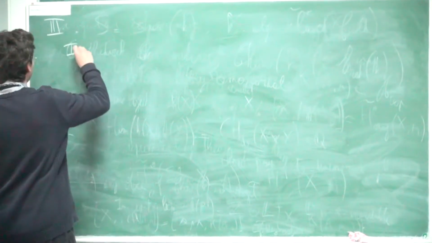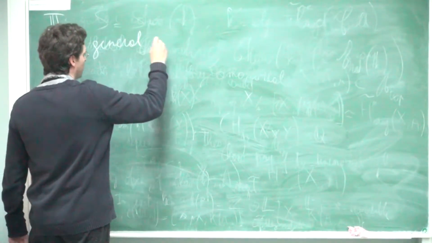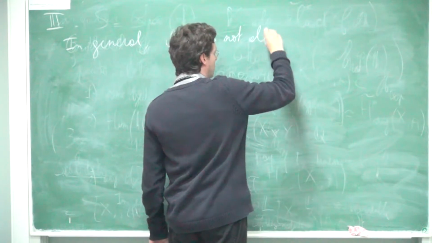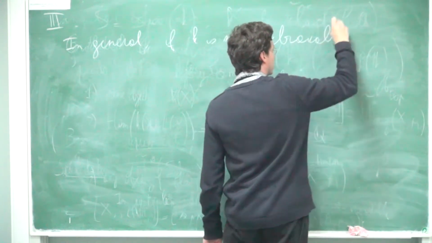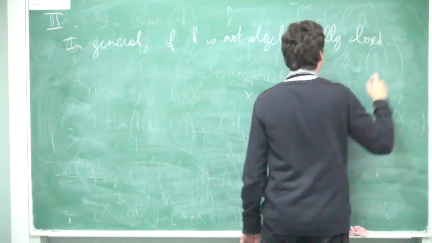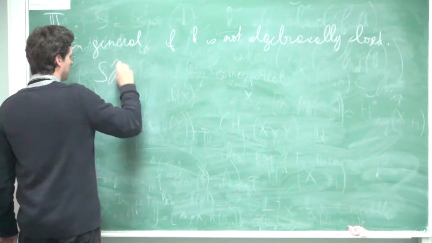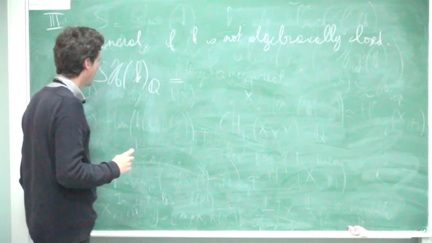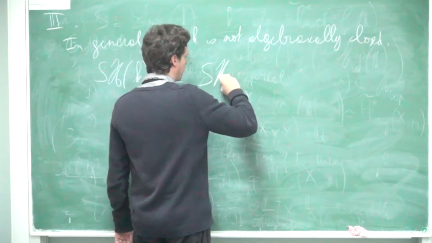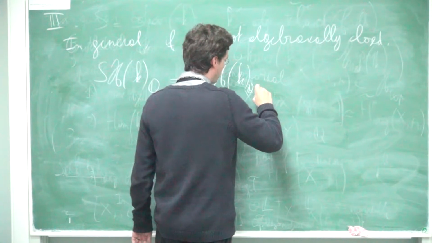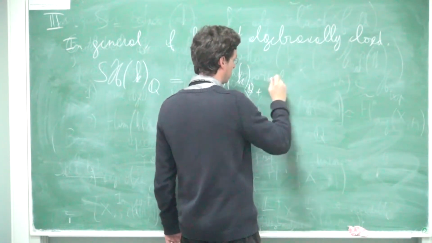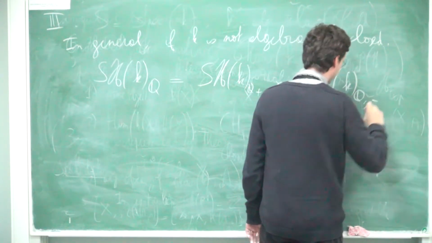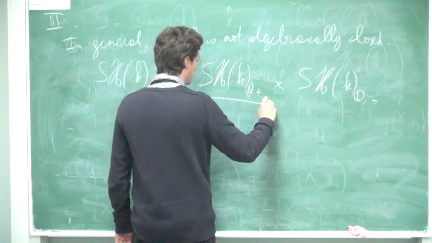In general, if K is not algebraically closed, then, this is also due to Morel, the category SH of K rationally splits in two categories, SH_Q plus and SH_Q minus.